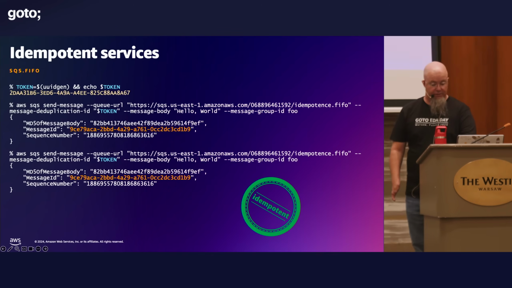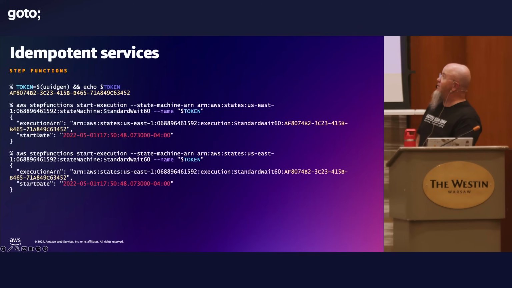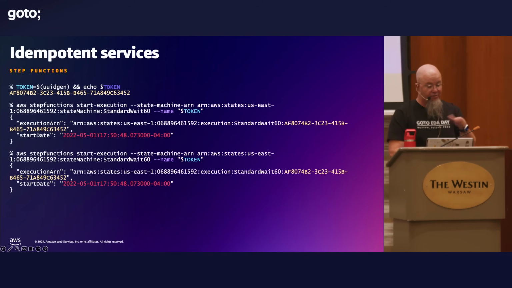It is idempotent. So that works. This service works. All right, so the next one, Step Functions. With Step Functions, we're going to do the same thing. We're going to generate a token ID, and this time we just use name. That's the idempotent key for Step Functions. We use name. And a lot of different services use different things.